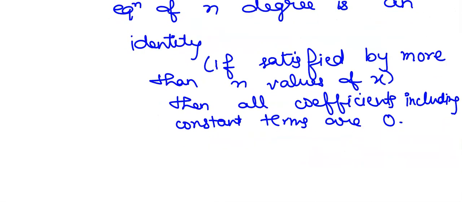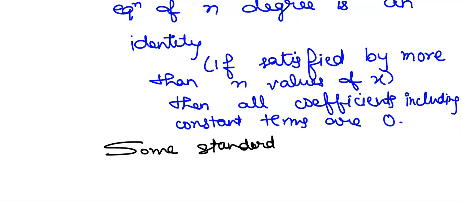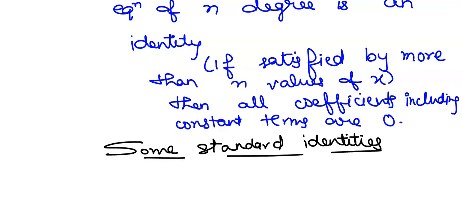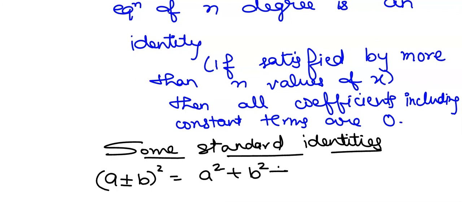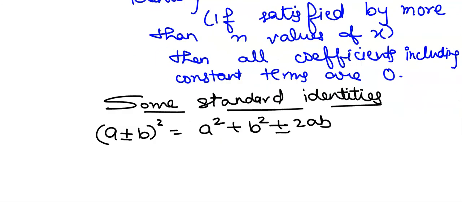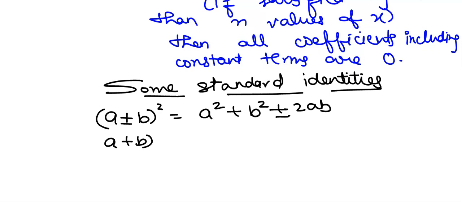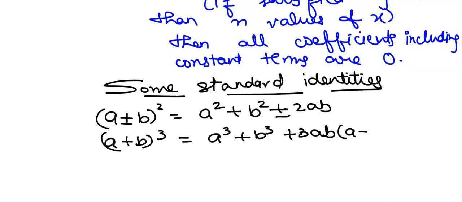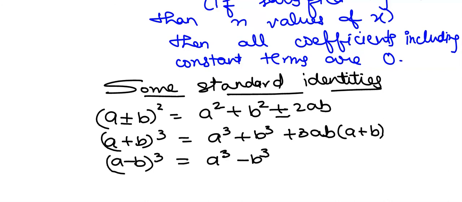Some standard identities, कुछ standard identities हैं. Some standard identities like (a plus minus b) whole square means when you are taking plus, so that is a square plus b square plus 2ab, and when you are taking minus, so that is minus 2ab. Okay, and (a plus b) whole cube is equal to a cube plus b cube plus 3ab into (a plus b). (a minus b) whole cube is equal to a cube minus b cube minus 3ab into (a minus b).